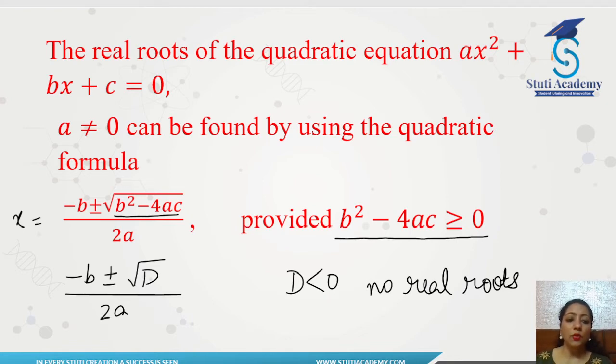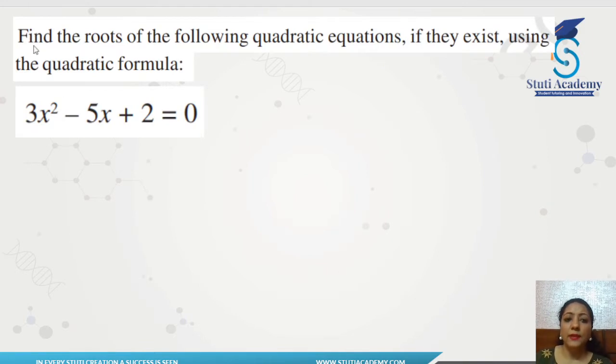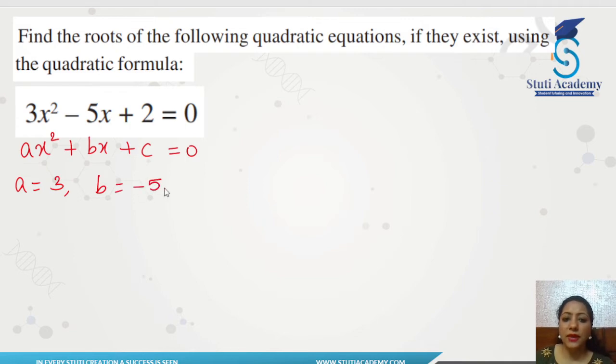Now, I'll explain this with the help of one of the questions here. Find the roots of the following quadratic equations, if they exist, using the quadratic formula. So we have this equation here, 3x square minus 5x plus 2 is equal to 0. Now let us compare this with the standard form ax square plus bx plus c is equal to 0. So here a is equal to 3, b is equal to minus 5 and c is equal to 2. So here we've got the values of a, b and c.